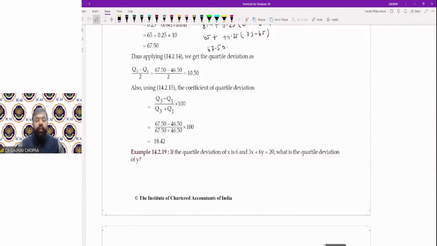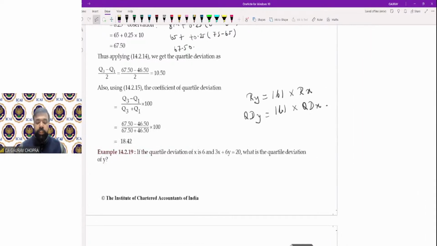Now, again, the equation concept, the formula is remaining the same. जैसा formula आपका range में था, same to same वैसा formula आपका quartile deviation के लिए है. तो range का formula था आपका range of y is equal to mod of b into range of x. Similarly, the formula for quartile deviation will be mod of b multiplied by quartile deviation of x. So this is the formula. The first step is to arrange the equation. Equation को पहले arrange कर लें.